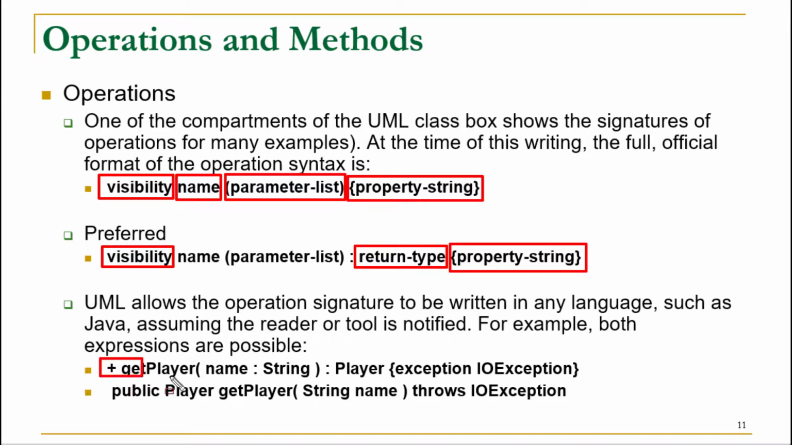An example for such a scenario could be where I am writing a getPlayer method with the public visibility and passing a name of type string to that method, and this method returns an object of type player, and the property string represents some additional details. For example, this method throws an IO exception.